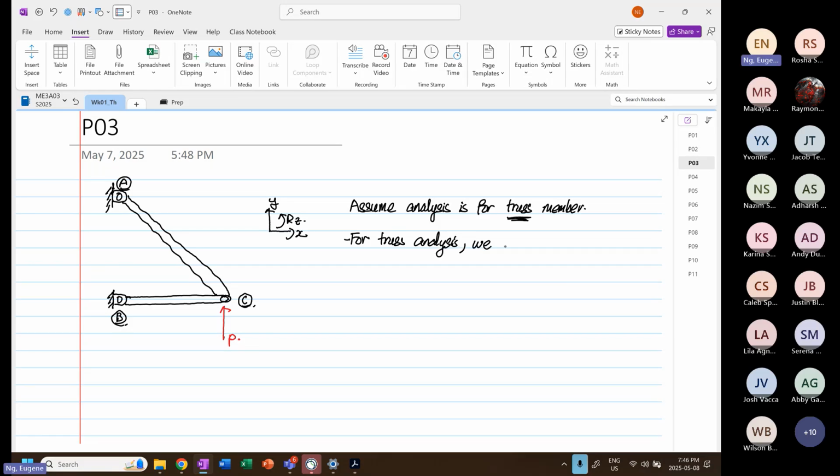Okay, we assume that members AC and BC can only withstand axial loading. So all the loads that are transmitted are in the axial direction. That's all. I'm now going to break this down by using method of joints.